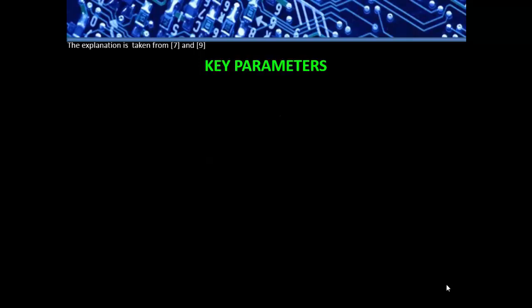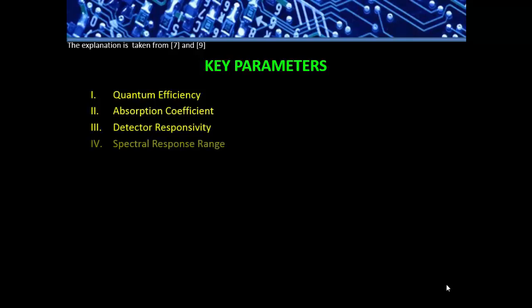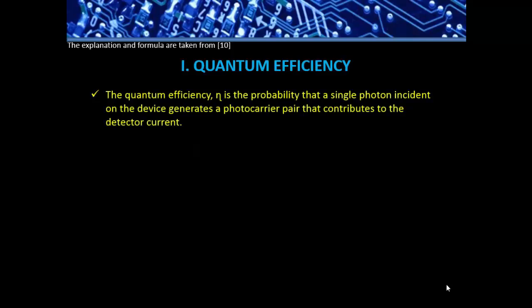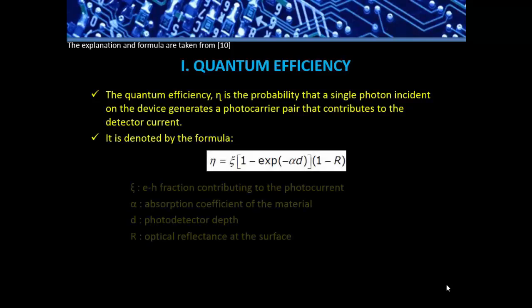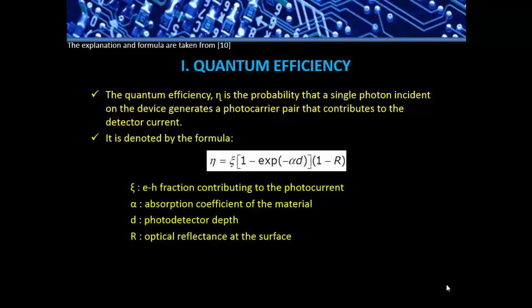The key parameters of a photodetector are quantum efficiency, absorption coefficient, detector responsivity, spectral response range, noise characteristics, and response time. The quantum efficiency is the probability that a single photon incident on the device generates a photocarrier pair that contributes to the detector current. 1 is the highest quantum efficiency and 0 is the lowest.